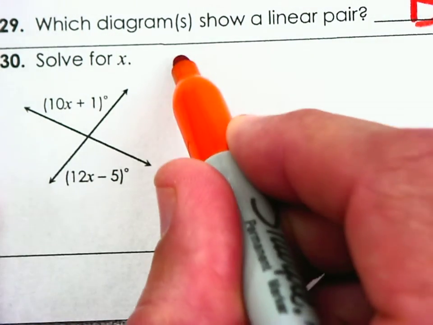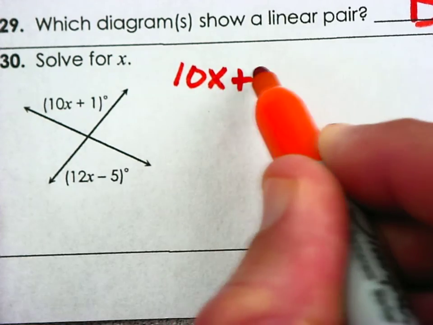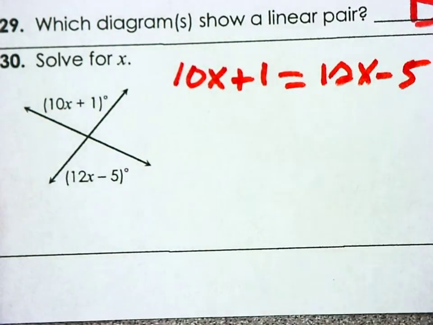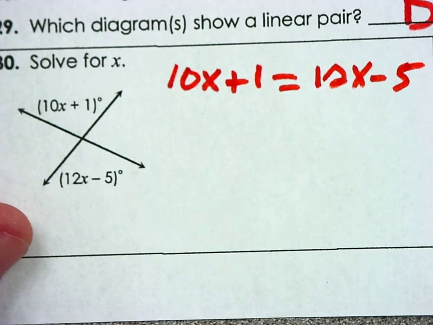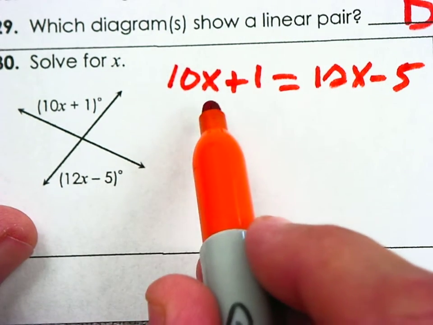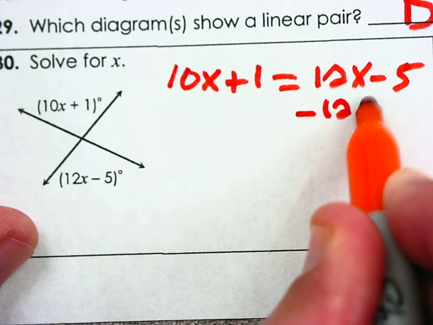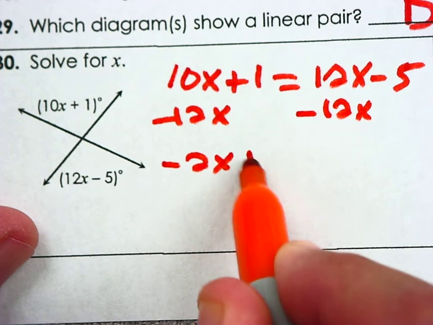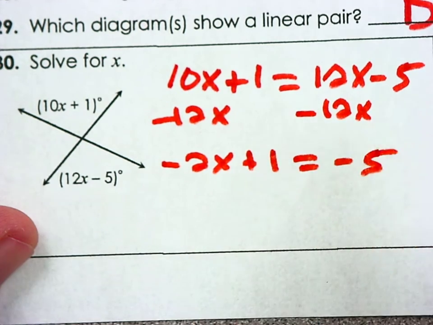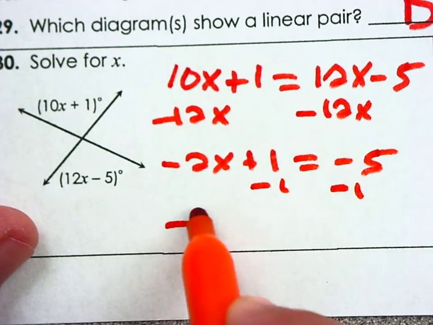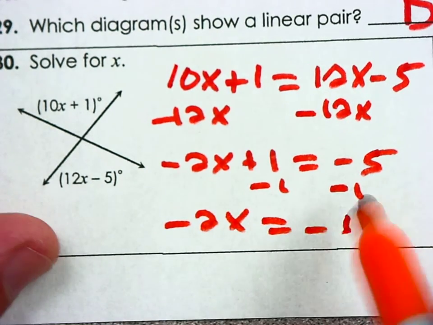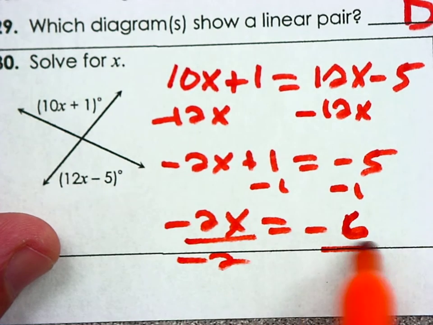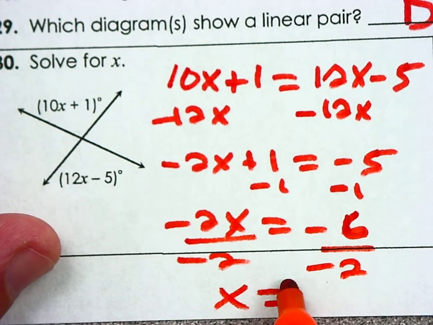Well, vertical angles are always congruent. So I'm going to take the one angle and I'm going to set it equal to the other one. And I got nothing better to do, so I might as well, right? This might be kind of fun. We'll see. All right, now look, you can't simplify the left, you can't simplify the right, but you can get x's together. And now you have negative 2x plus 1 equals negative 5. Then you subtract 1 from both sides, and negative 2x equals negative 6. Whoa, we're slipping there. And then you divide by negative 2, x equals 3.